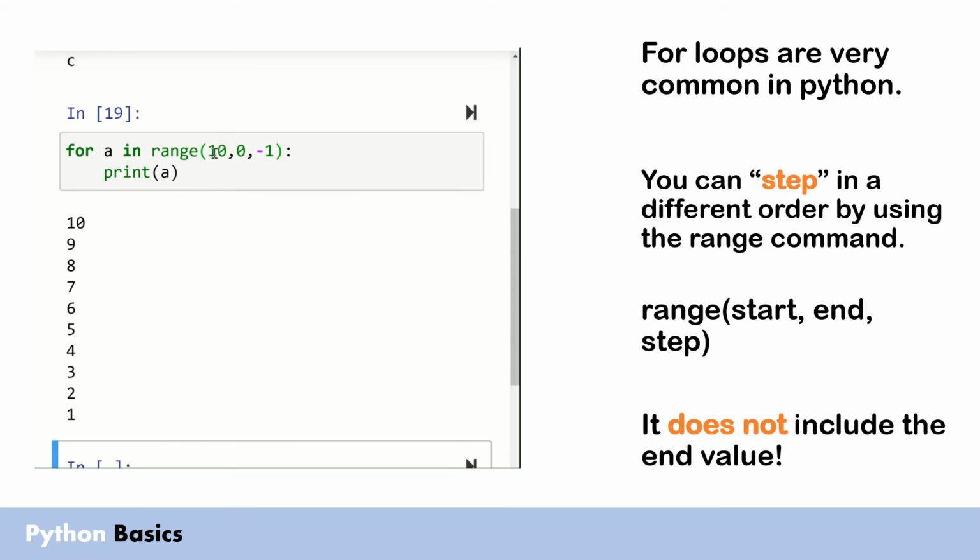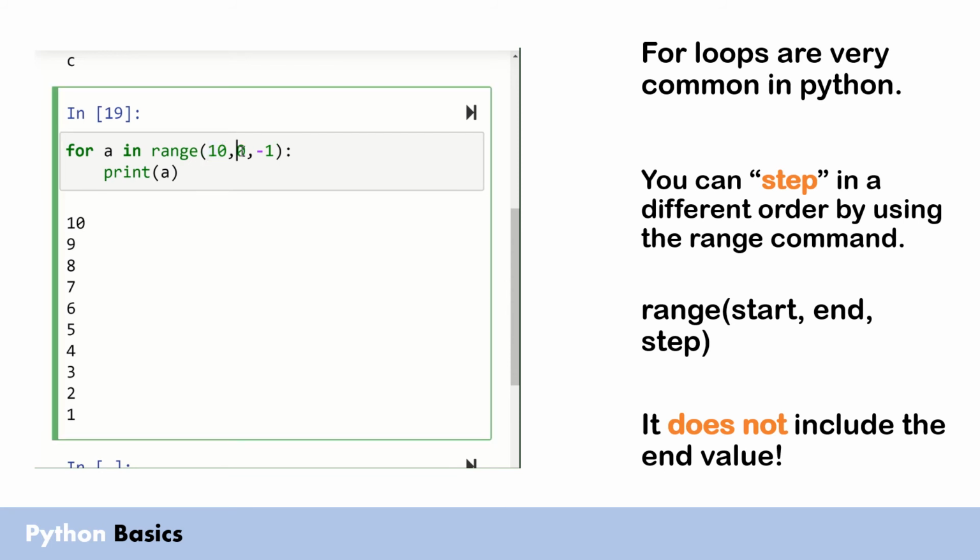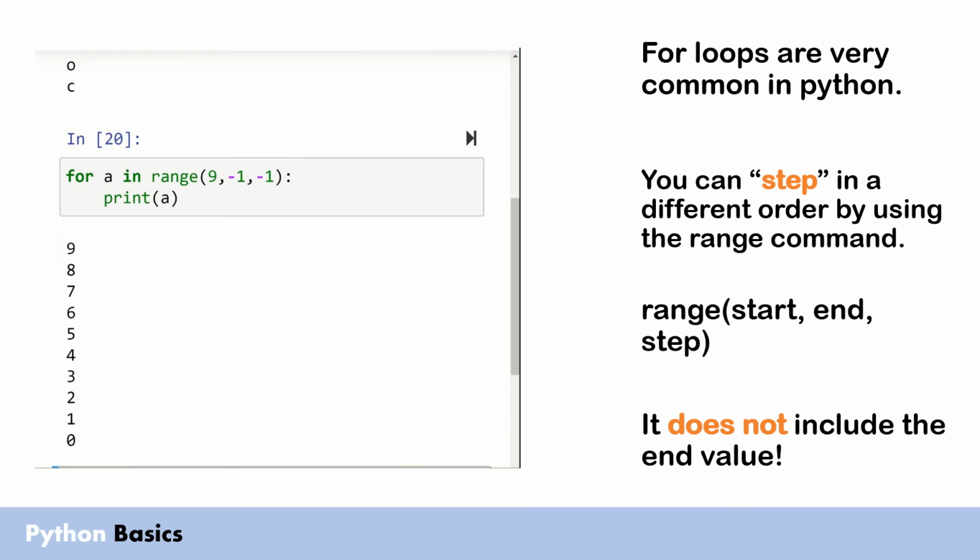Now, as you can see, it starts at the value 10 and stops at 0, but does not include 0. So let's say I wanted to start at 9 and include 0. I'd probably do that.